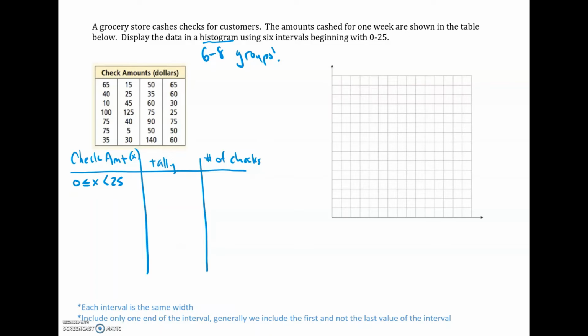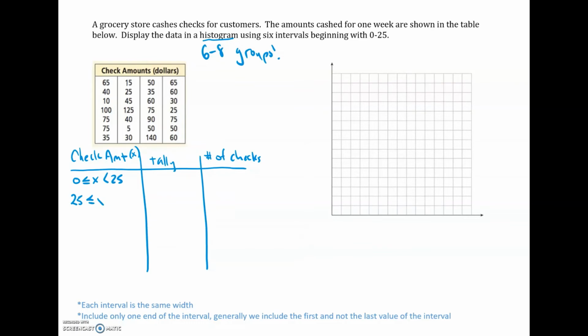So then my next interval will be 25 is less than or equal to X, which is less than 50. Sorry, my hand's doing weird things. And then we want to keep going, but we don't want any groups of 0 at the beginning or the end. So we want to make sure we just stop once we include our highest value, which is 140. So let me go ahead and finish off these intervals. And there we go. So you can see I have 1, 2, 3, 4, 5, 6 intervals, 6 groups, which will give me 6 bars.